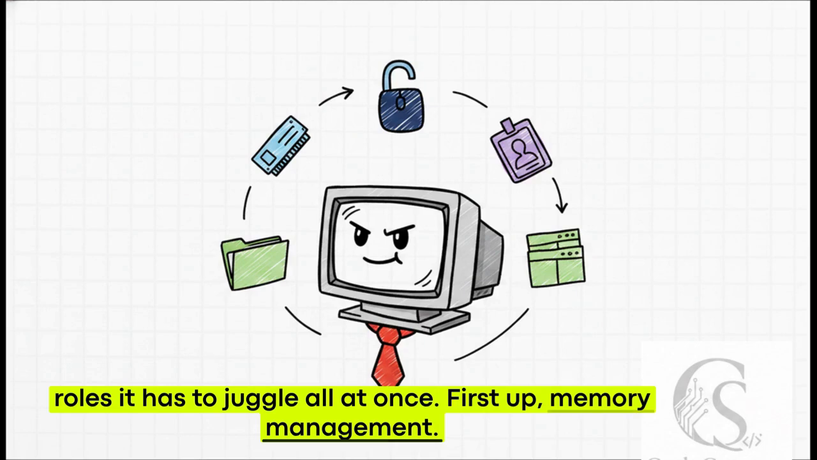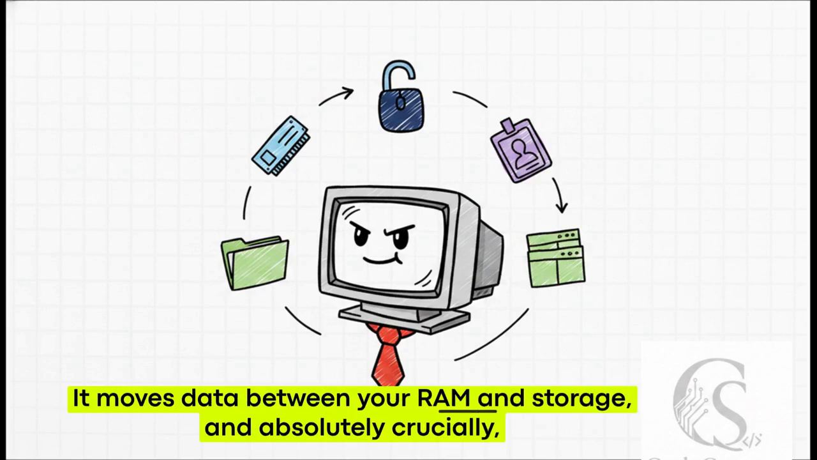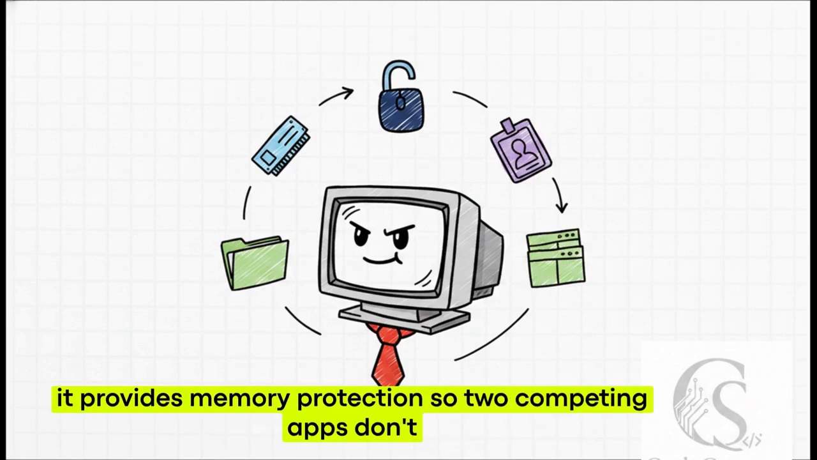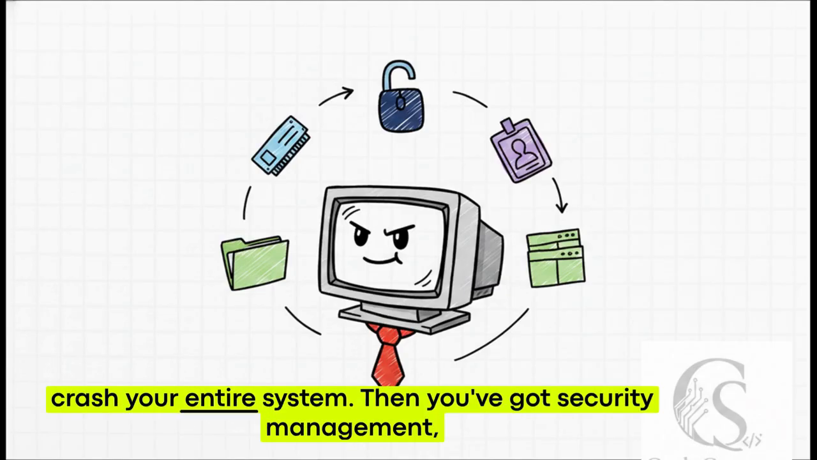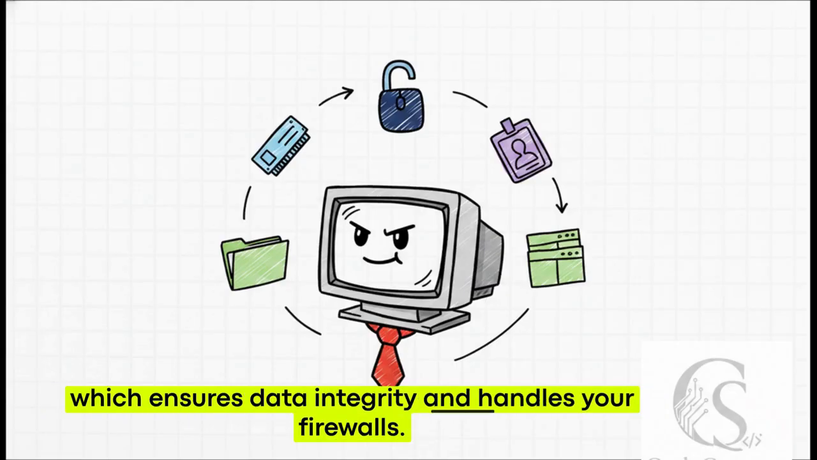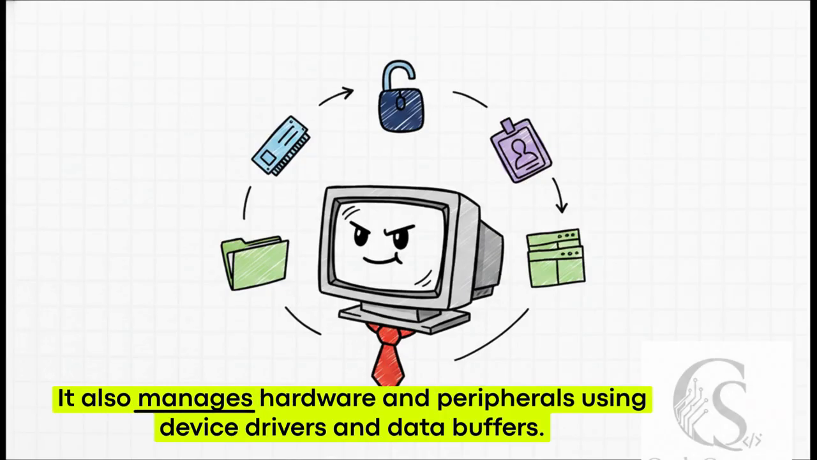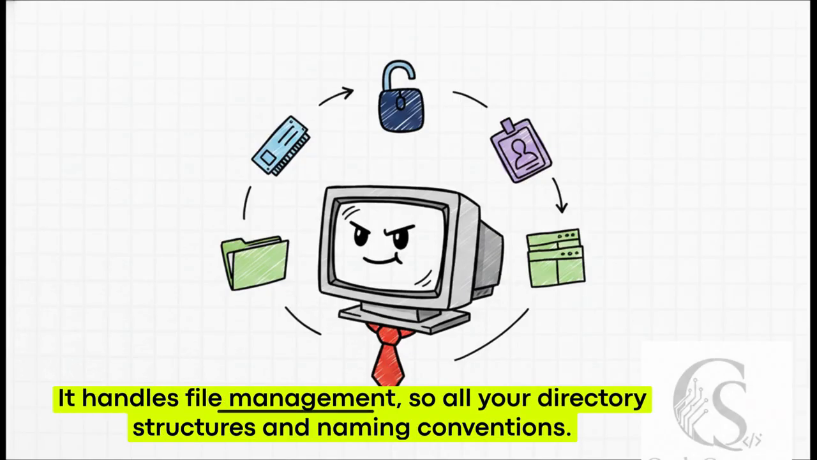First up, memory management. It moves data between your RAM and storage, and absolutely crucially, it provides memory protection so two competing apps don't try to use the exact same memory location and crash your entire system. Then you've got security management, which ensures data integrity and handles your firewalls. It also manages hardware and peripherals using device drivers and data buffers. It handles file management, so all your directory structures and naming conventions.